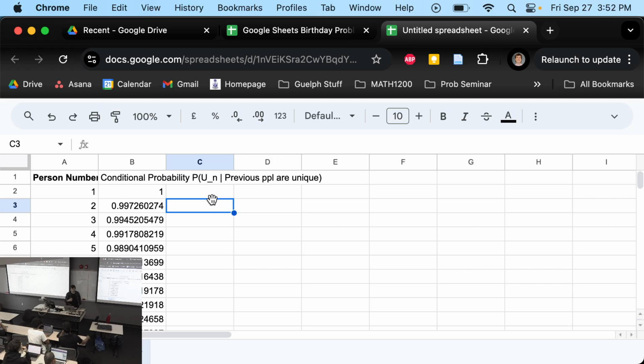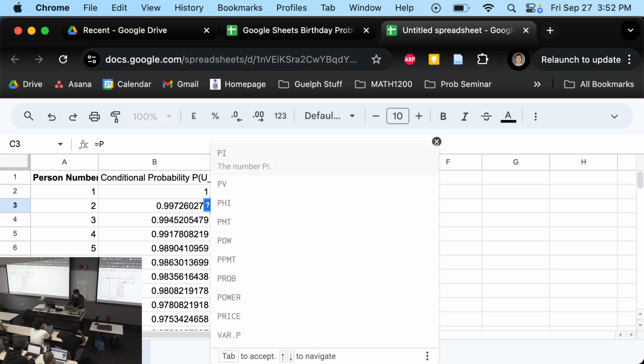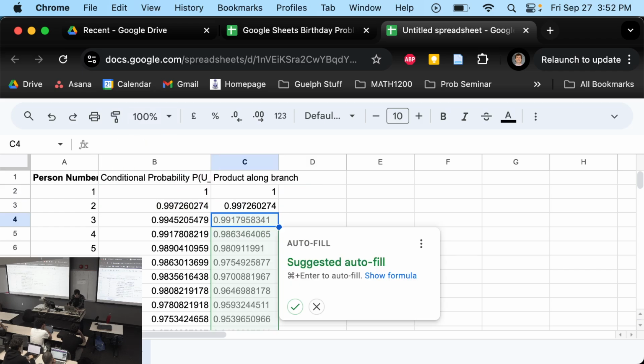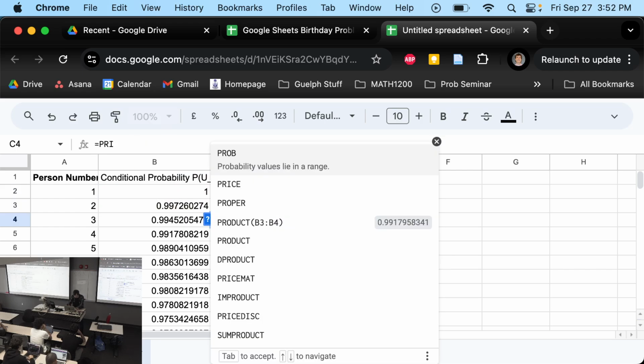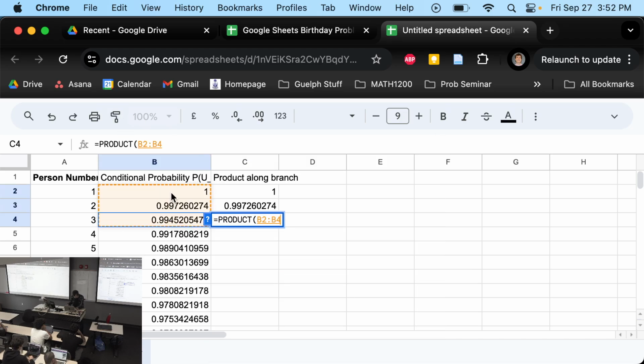All right. There's a secret code word you need to know in Excel, or I guess Google Sheets in this case, to do this one. This is going to be the product of all the branches. Product along branch. What I want this to be is the product of everything before it. So the first one is 100%. The next one is the product of this times that, the product of the first two. The next one is the product of the first 3. So it'll be B2 to B4.